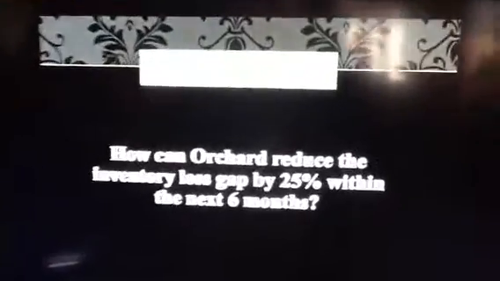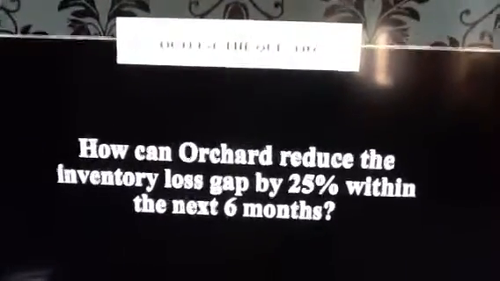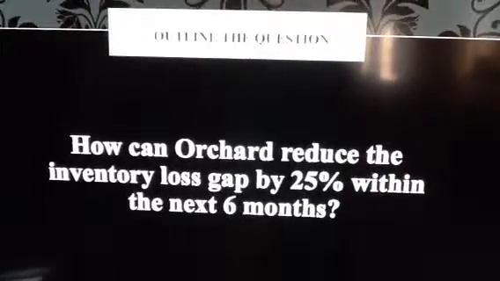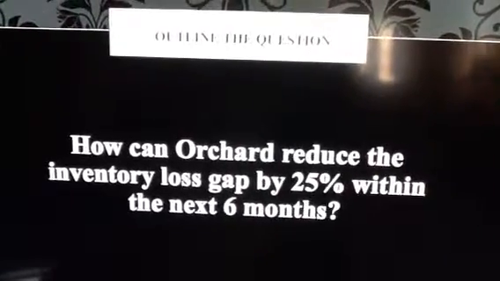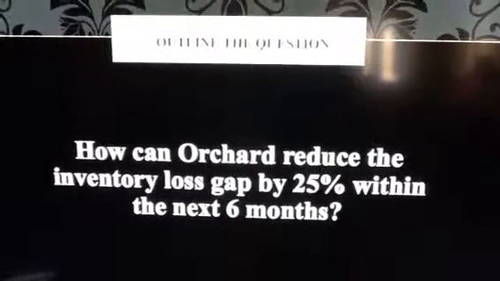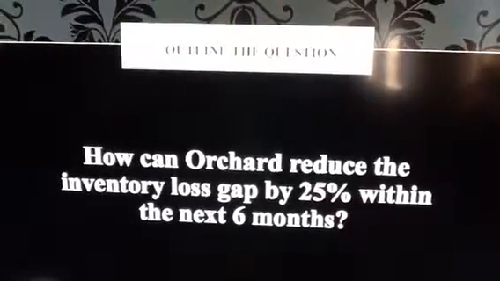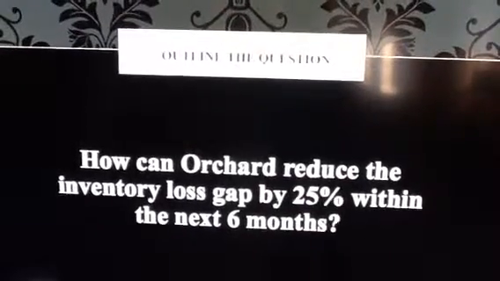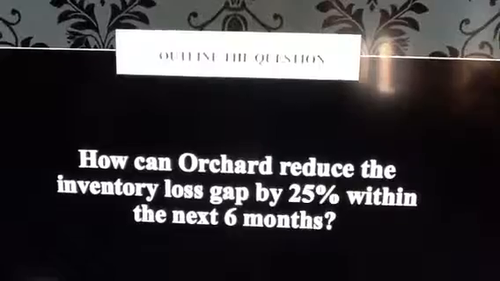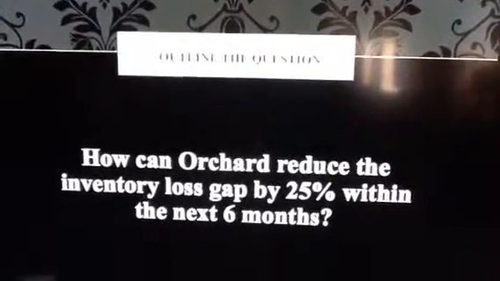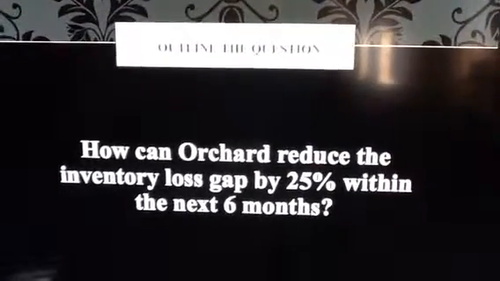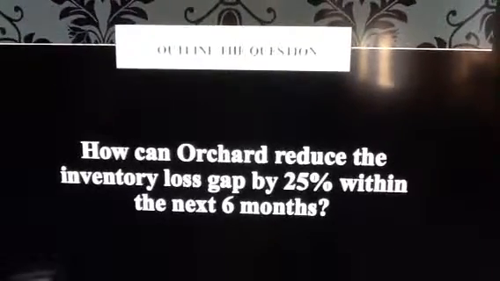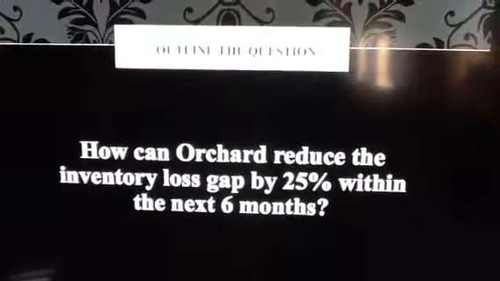So to outline the question: how can Orchard Pharmaceuticals reduce the inventory loss gap by 25% within the next 6 months? Inventory loss can be attributed to miscounts, lack of order count accuracy, and inaccurate inventory deliveries. The problem comes in when there is no accountability for unknown loss. At this point, no consequences have been implemented, but could be if the problem persists or worsens. Orchard must decrease the loss gap by at least 25% to get a good start on improving the issues.